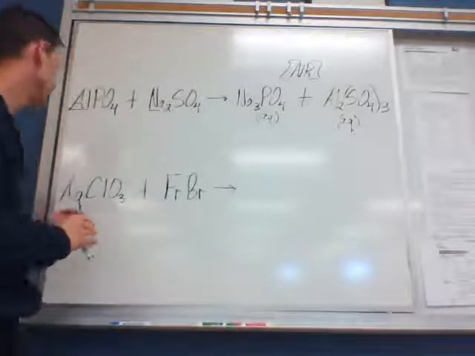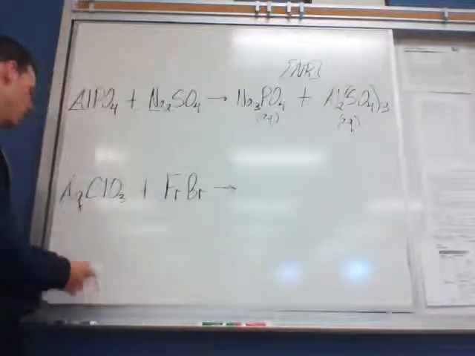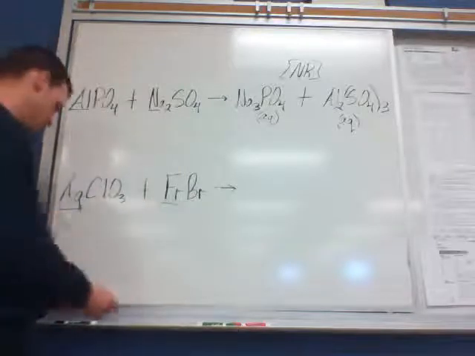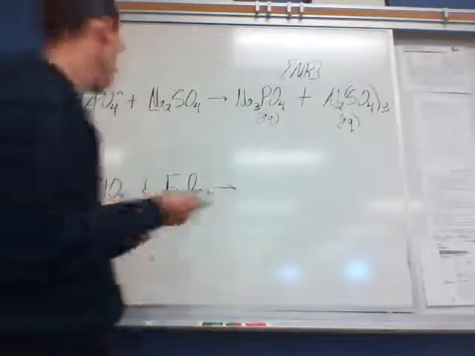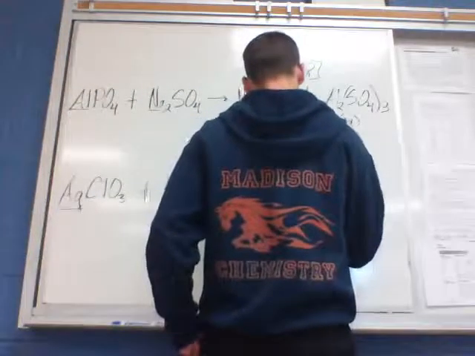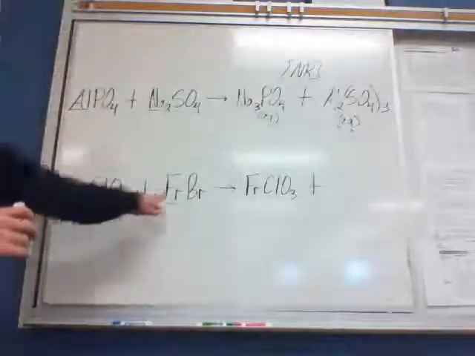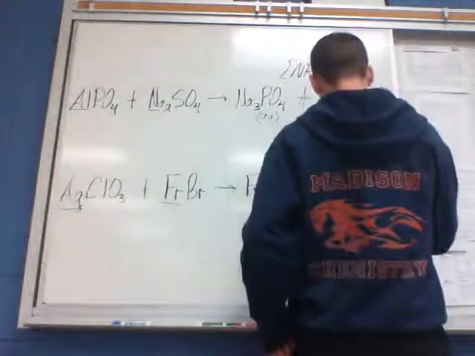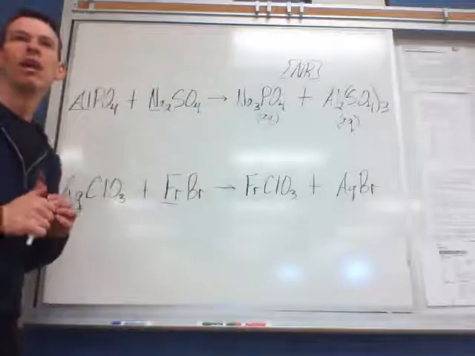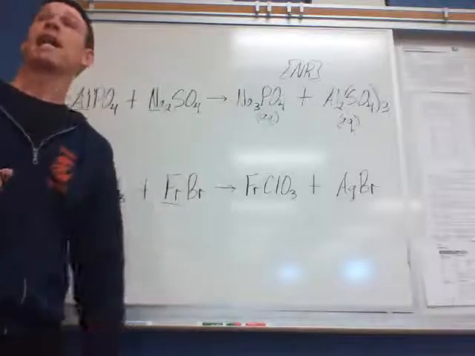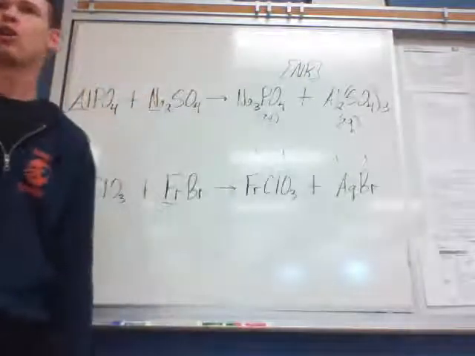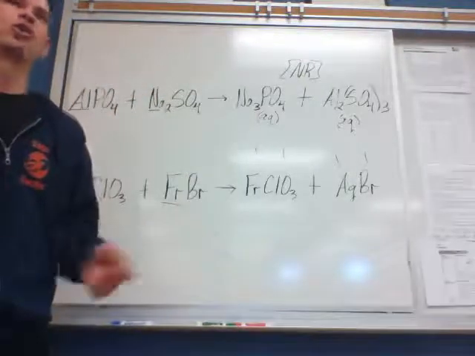Let's do this bottom guy. Here, I want my ion swap to be between silver and francium. So francium will be with my chlorate, FrClO3. Silver will be with my bromine, AgBr. Again, we built new compounds, but this one's kind of nice because it's +1, -1, +1, -1, if you checked the charges. So there will be no crisscross of anything.